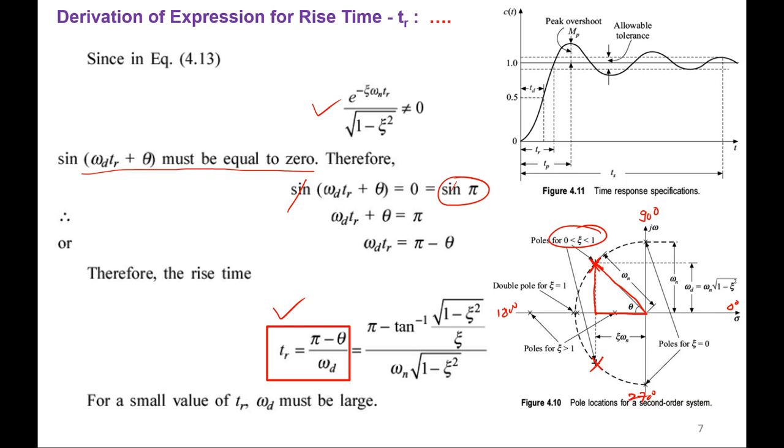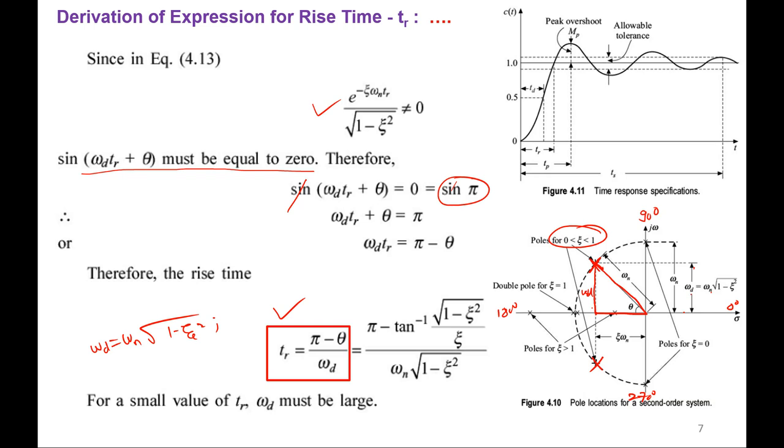Then what is omega d? It is the damped natural frequency. We know that omega d is equal to omega n into under root of 1 minus z square. Then what is this theta? Looking at this diagram, this opposite side from here to here is omega d. Here they have mentioned this is omega d, and that is equal to omega n into under root of 1 minus z square.